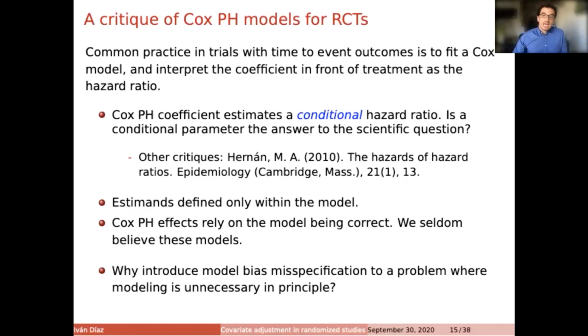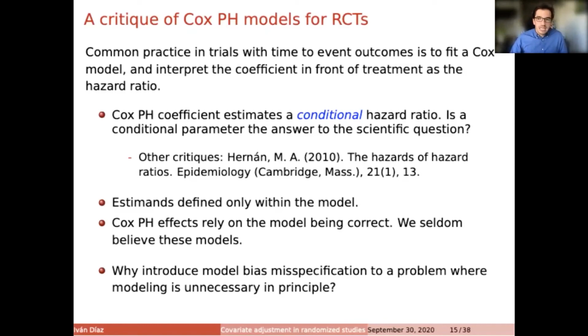There are other critiques of the hazard ratio as an effect measure. Miguel Hernan, in his article The Hazards of Hazard Ratios, lays them out very nicely. I'm not going to talk about them so much, but I am going to say a few things about hazard ratios in Cox models. The first is that estimands are only defined within the model. If the model is incorrect, we don't know what we're estimating. We're possibly estimating some average hazard ratio or some other thing, but we don't really know. So we have to really think about what we're estimating if the model is misspecified, as it usually and most certainly is. And as I said before, we seldom believe these models, so the standard errors are going to be incorrect.